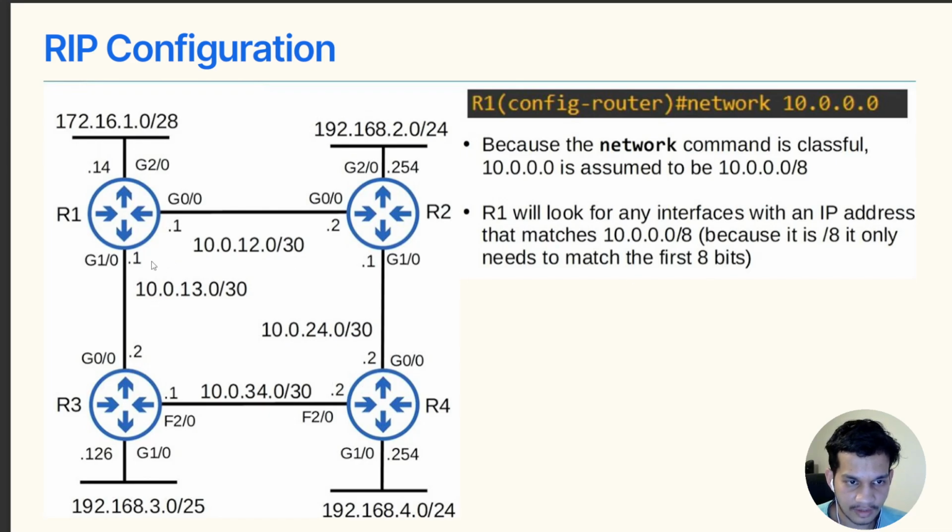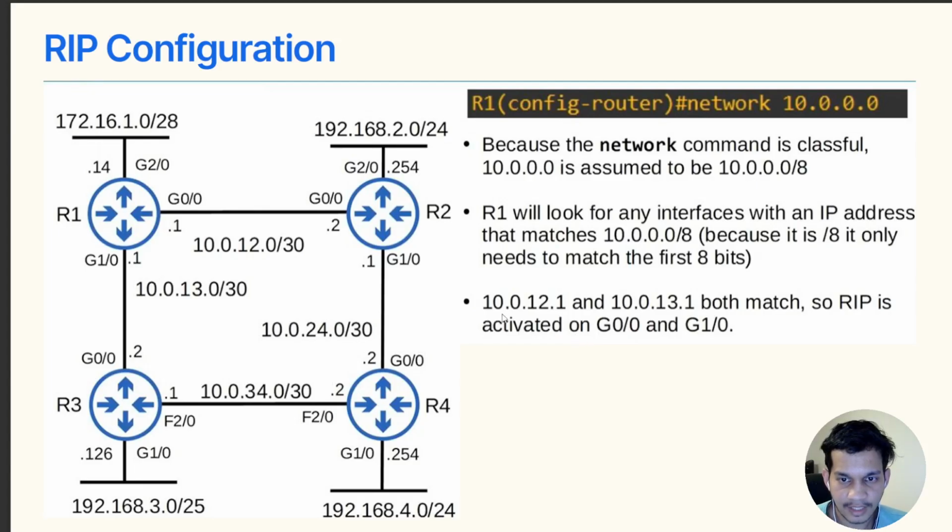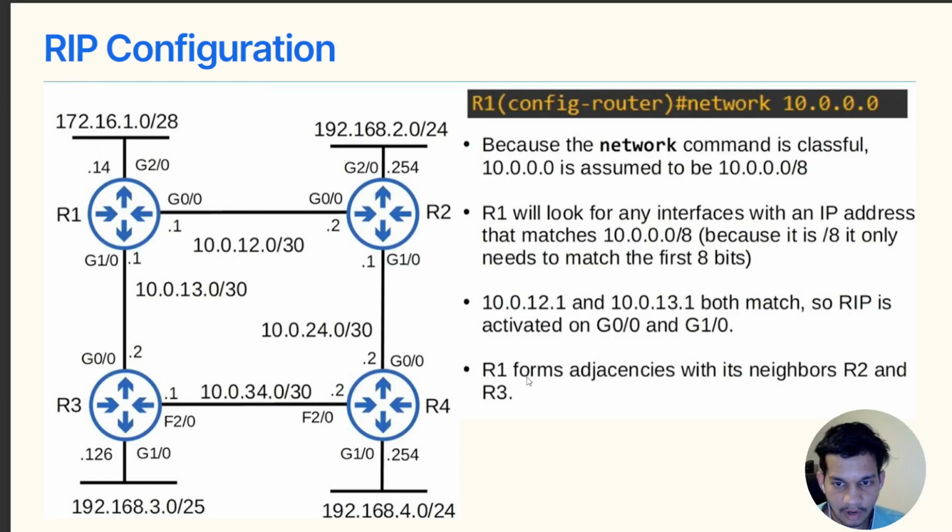In these two networks we can see that both match the first 8 bits, 10.0.12.1 and 13.1 both match. So RIP is activated on G0/1, G0/0 and G1/0. Then R1 forms adjacencies with its neighbors R2 and R3. So R1 forms RIP adjacencies with R3 and R2.